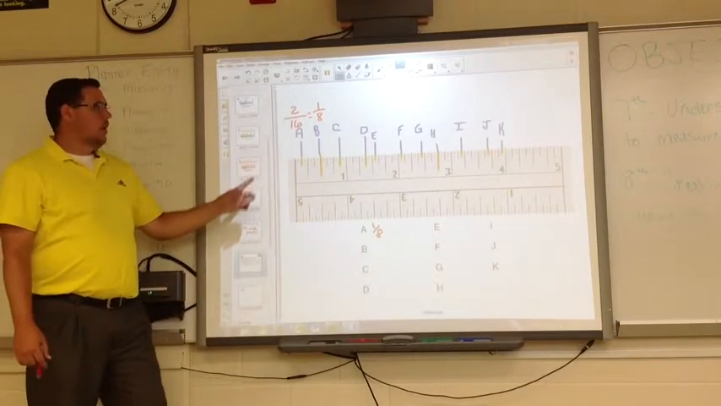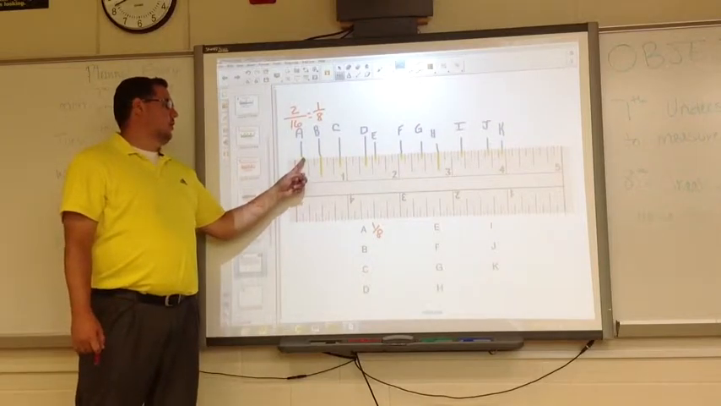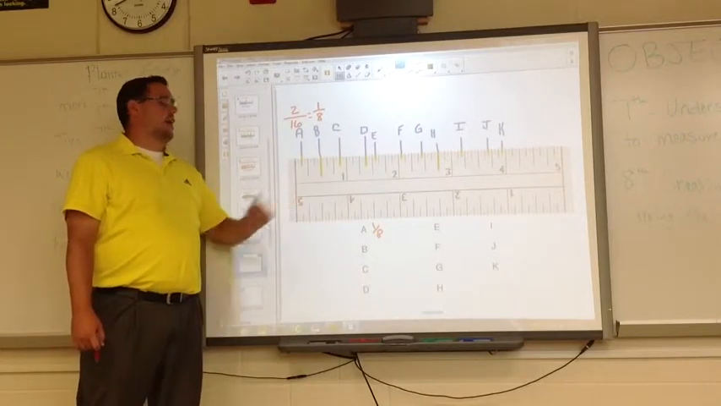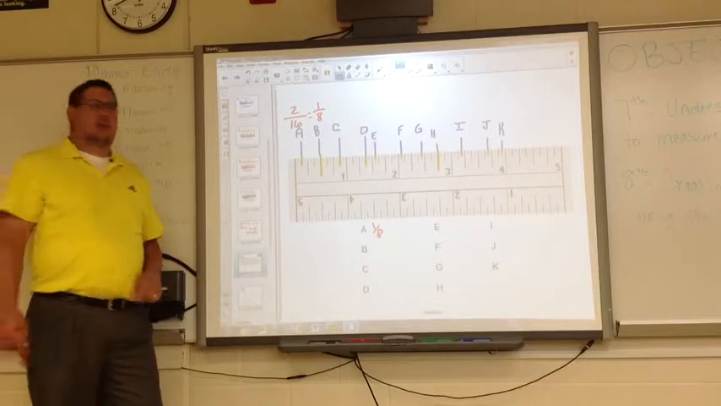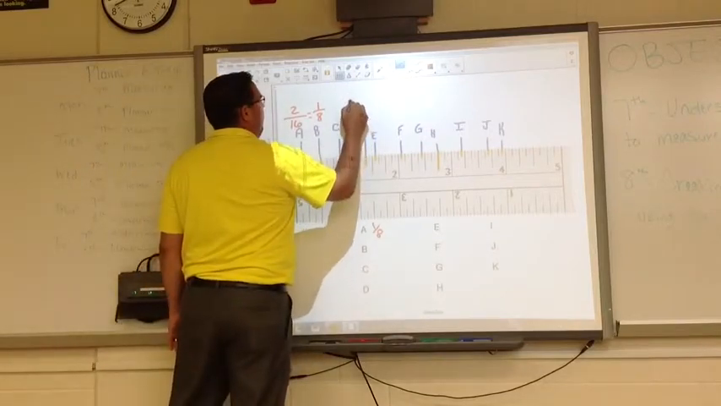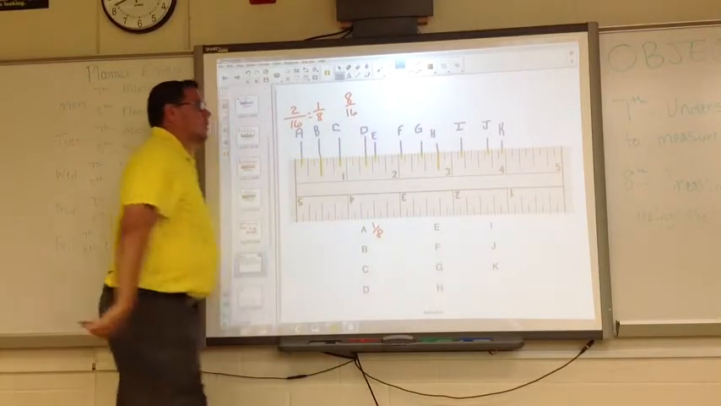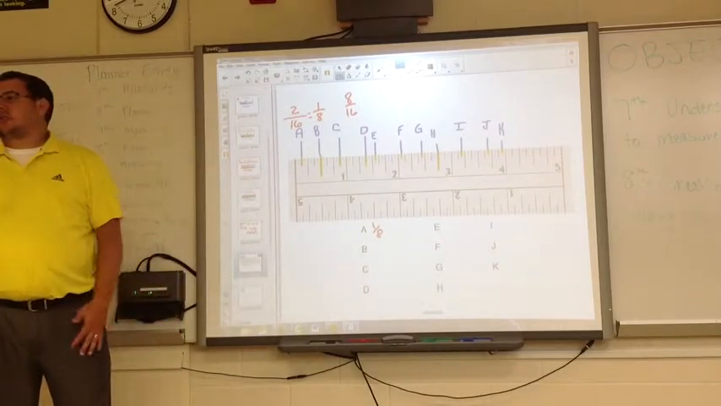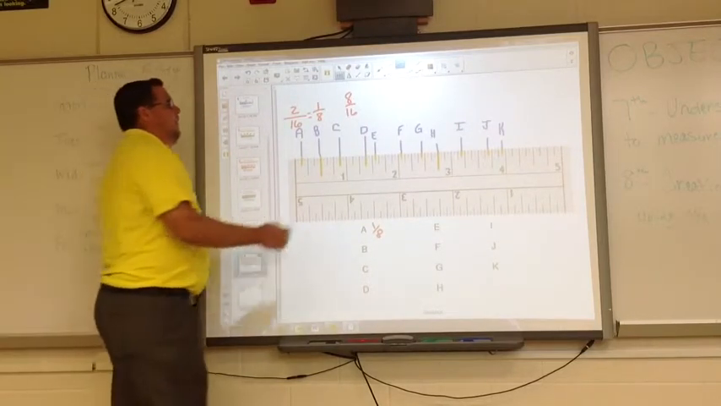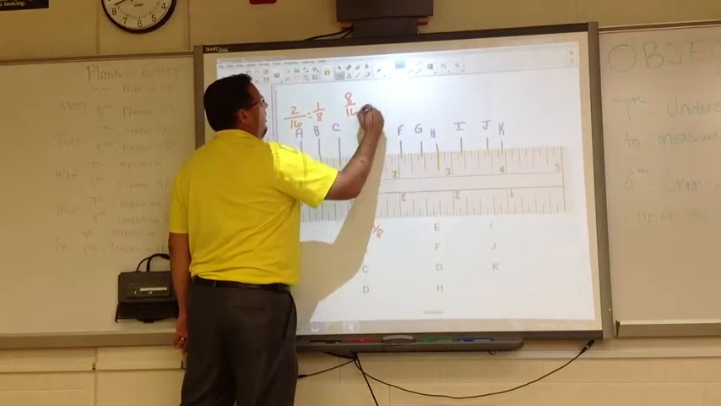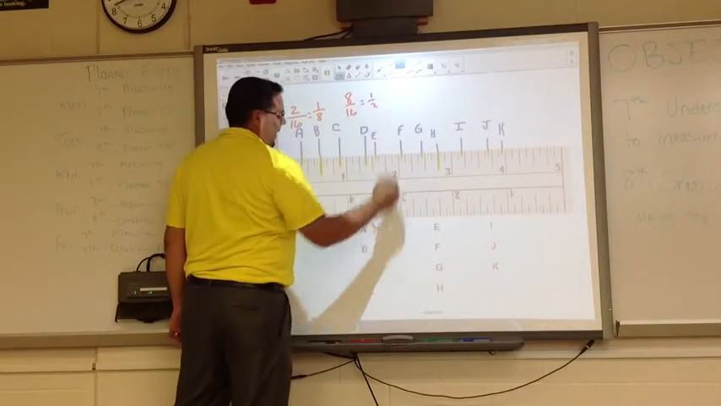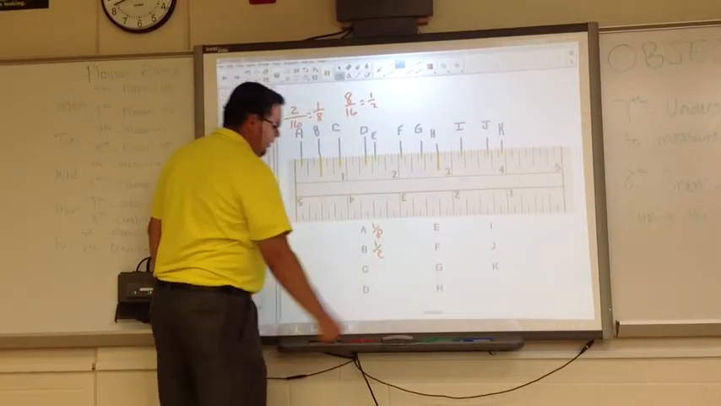Then again, I would count 1, 2, 3, 4, 5, 6, 7, 8. Because I count every single line, I put it over 16, so it's 8 over 16. Then I reduce. If you don't know that's a half, I divide each one by 2 until I get an odd number, and that gives me 1/2. So B is 1/2.